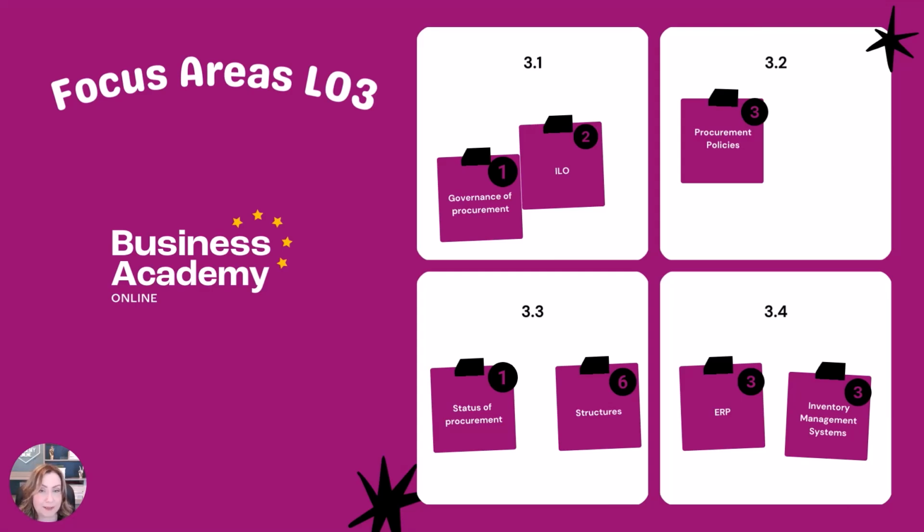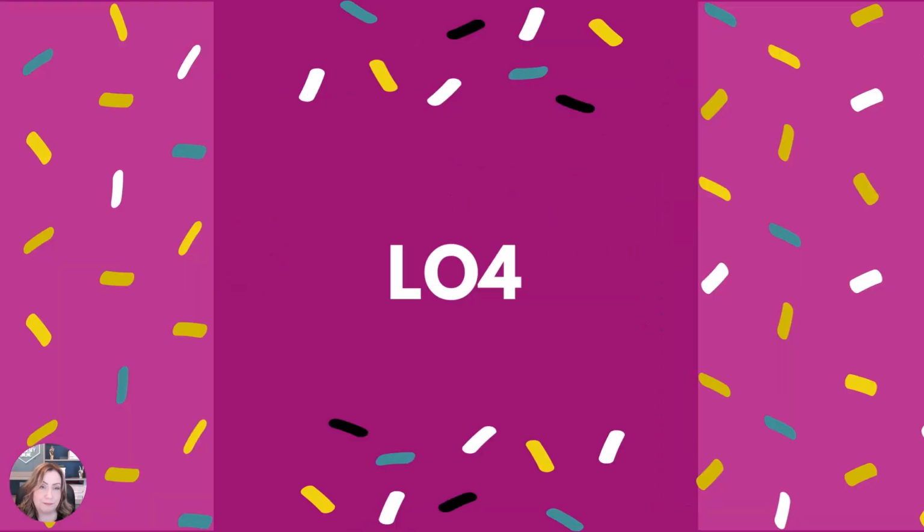ILO has come up twice. Procurement policies as a question has come up 3 times as part of 3.2. In 3.3, you've got the status of procurement, that's come up once. And structures, that's come up 6 times now. So structures is a really popular question. ERP and inventory management systems as part of 3.4 have come up 3 times each.